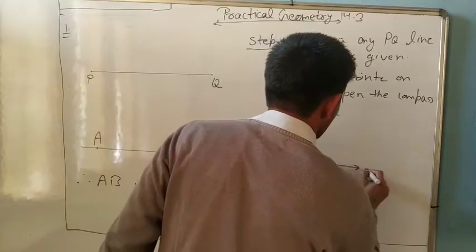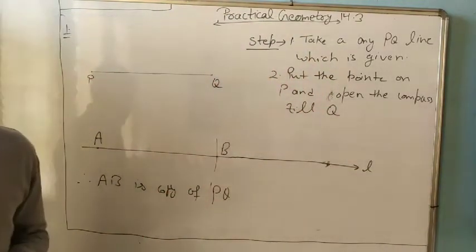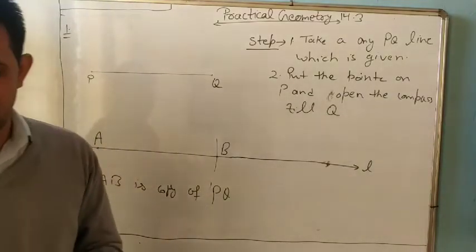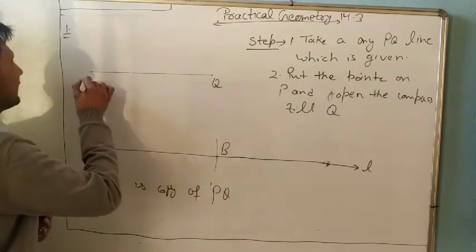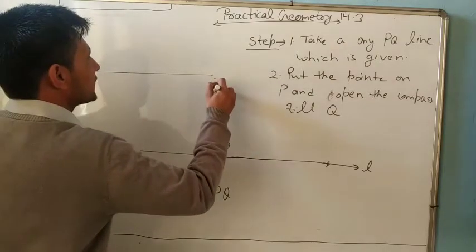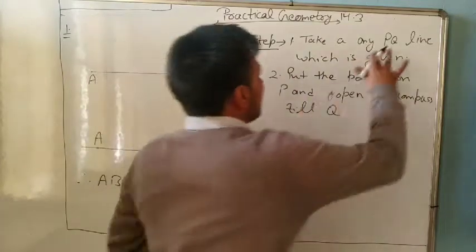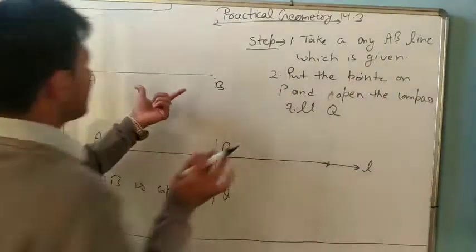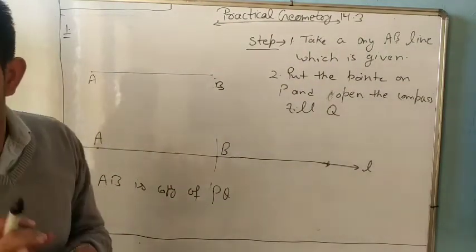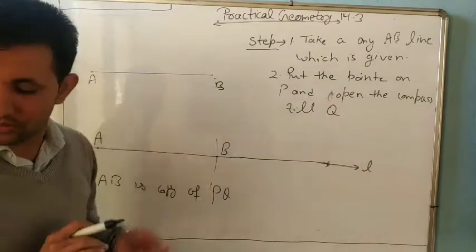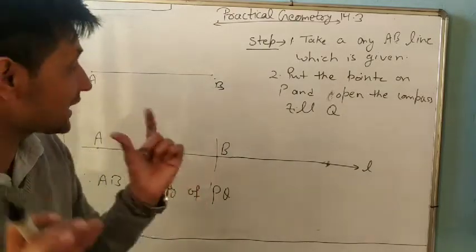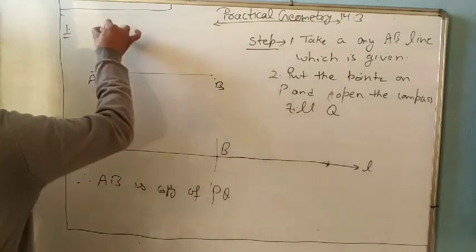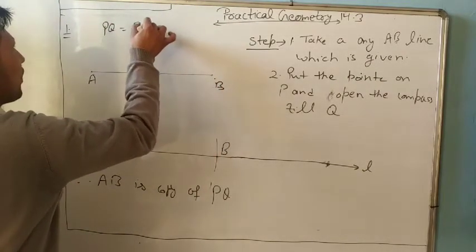I am giving you a hint for the second question. What is given? In the second question, draw some line AB. Suppose AB is given. So in the first step we will write: take any line AB, which is given, whose length we don't know. Construct PQ such that PQ is twice of AB.